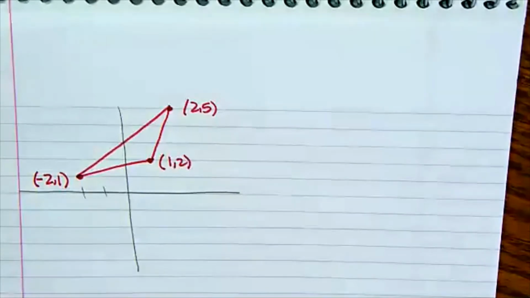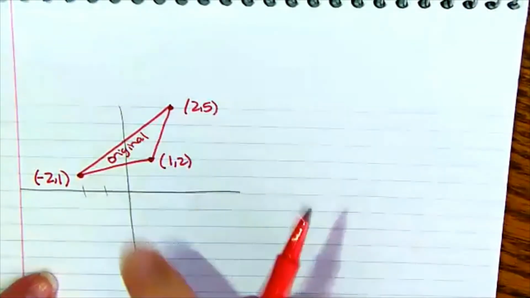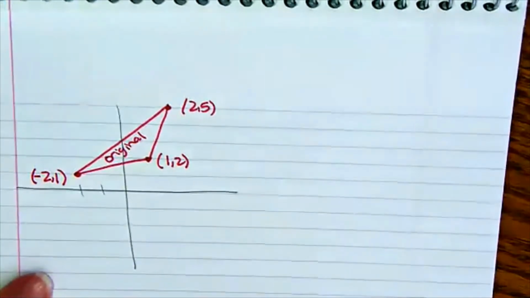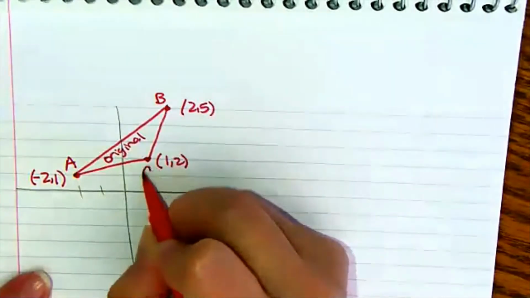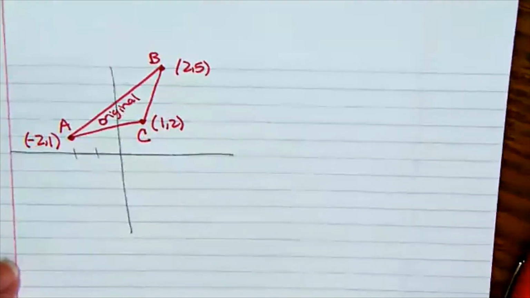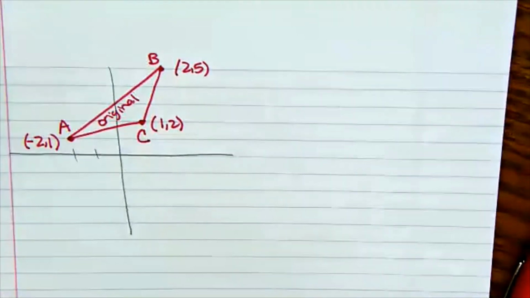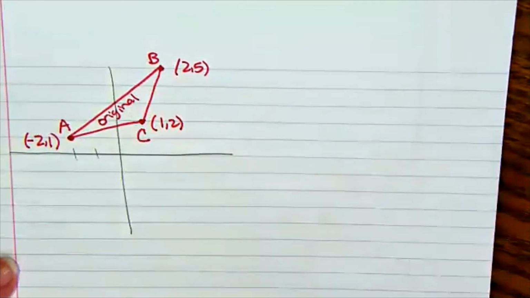So this is our original figure. We're going to label our points A, B, and C. The book is giving us our original figure, A, B, and C. We have our ordered pairs.